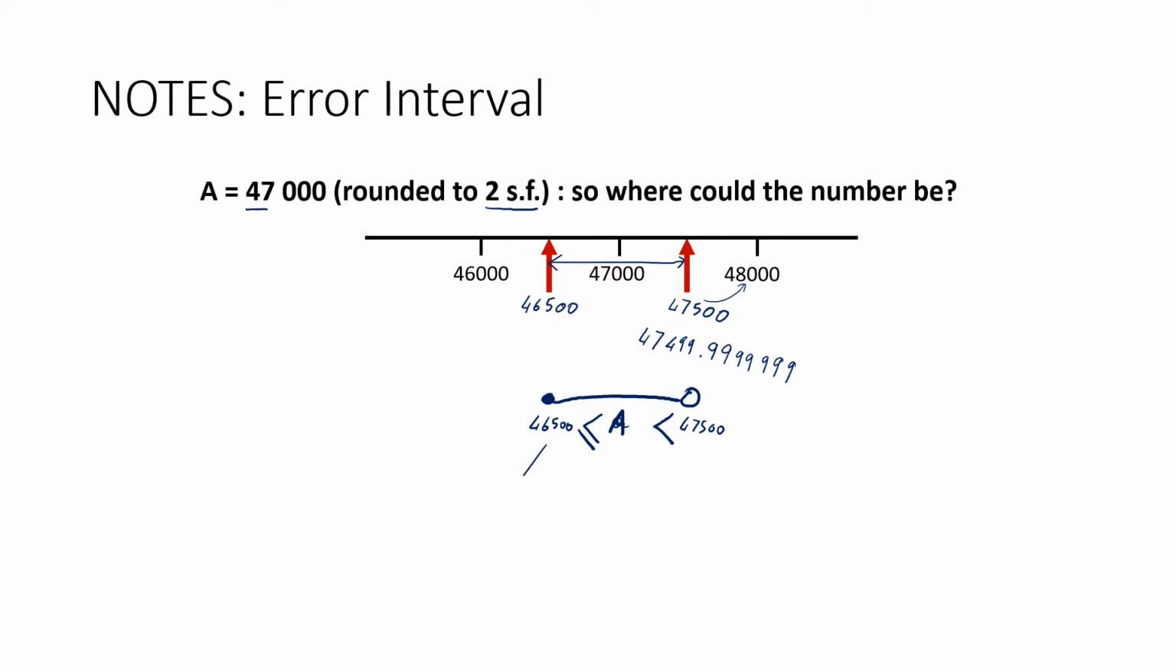The lower value here is called the lower bound because it's the lower part of the interval, it's the lower boundary. So this is called the lower bound. And then the one on the upper side will be called the upper bound.